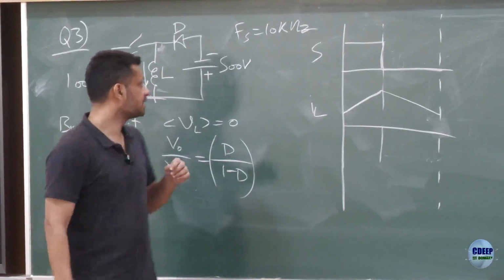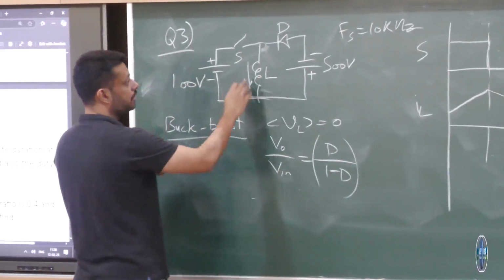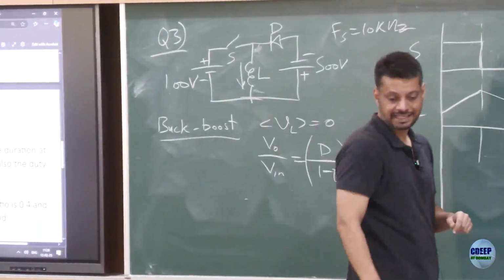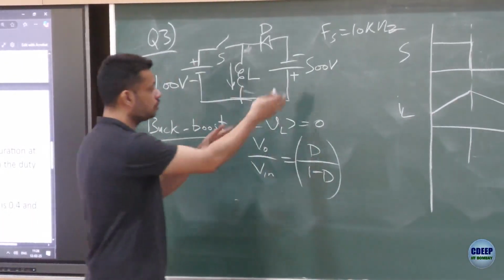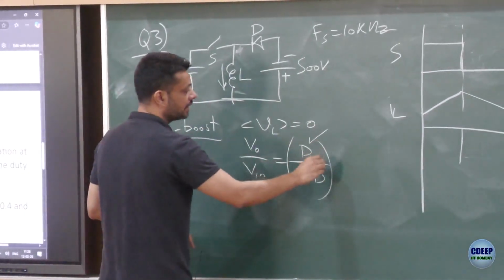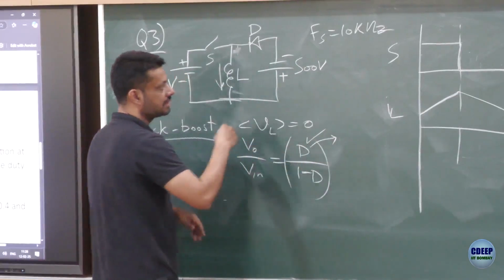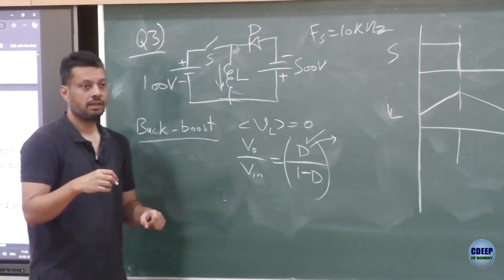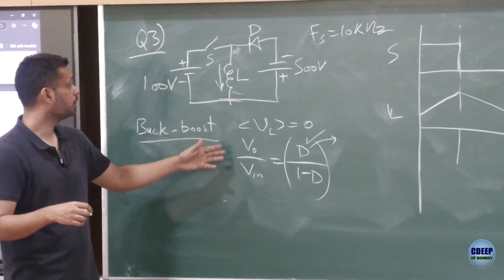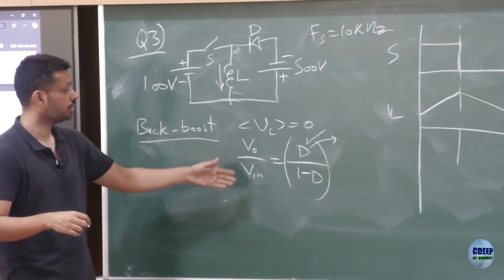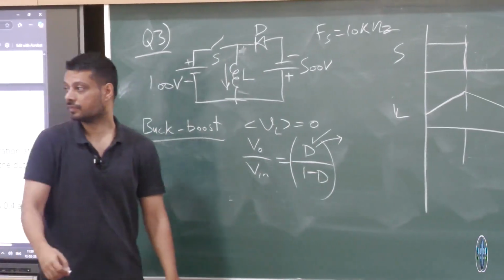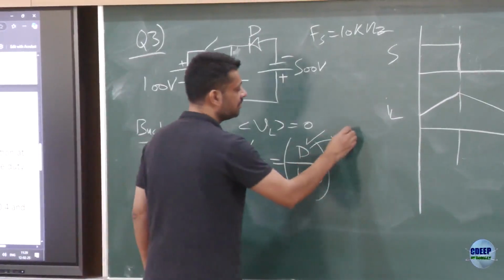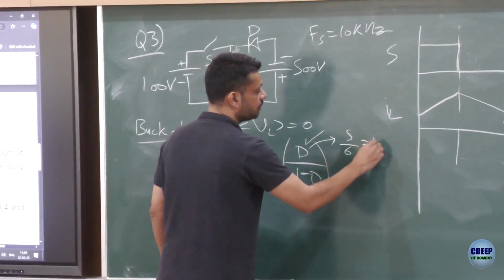So now the question is that all these things are given, duty cycle is also given, no, duty cycle is not given, but you know input voltage, you know output voltage, you can calculate the duty cycle. What do you get as duty cycle in this case? If output is 500, input is 100, what do you get? 5 by 6, okay, is the duty cycle.